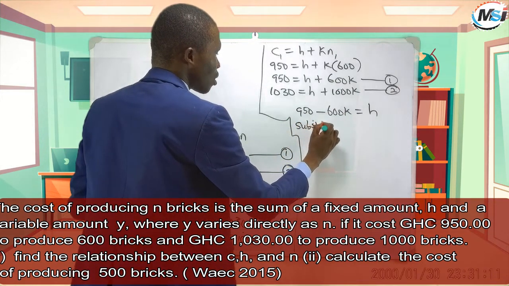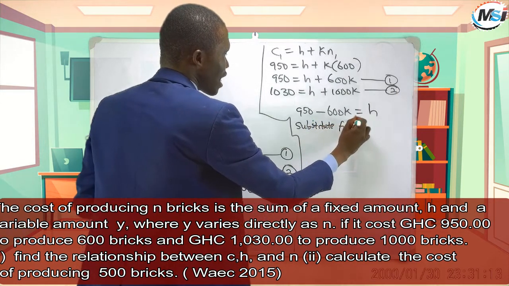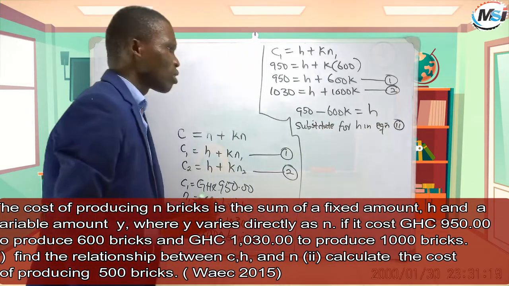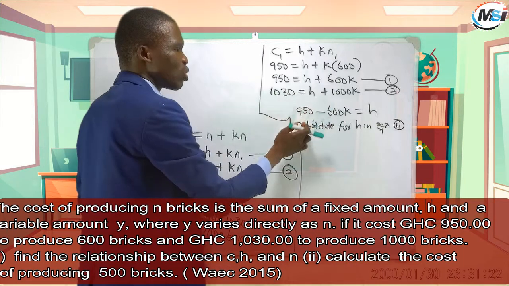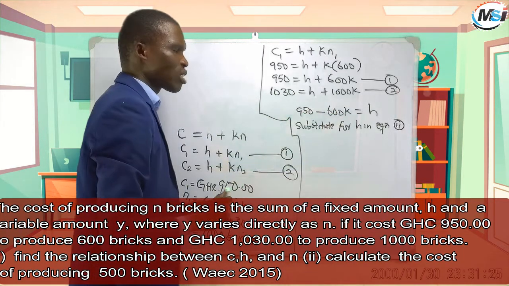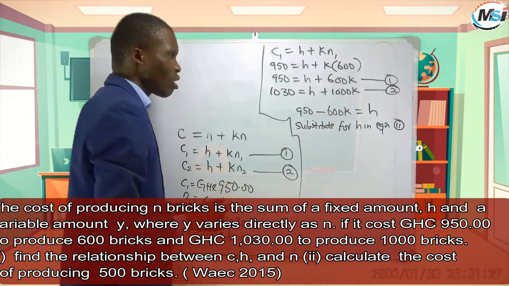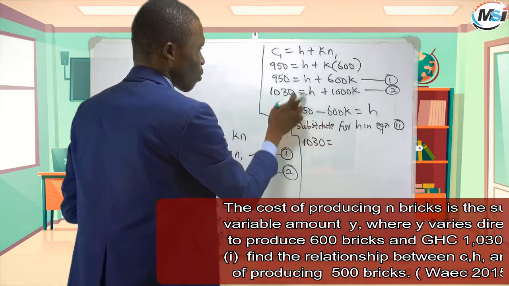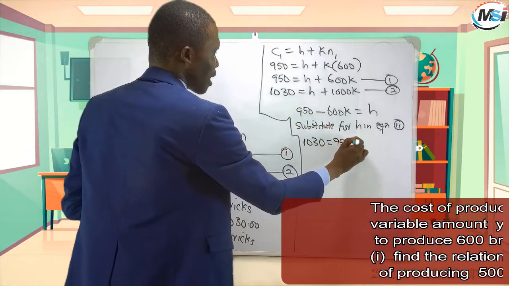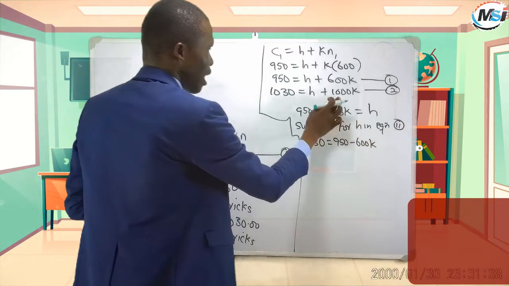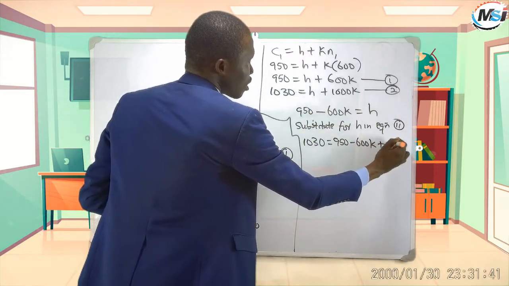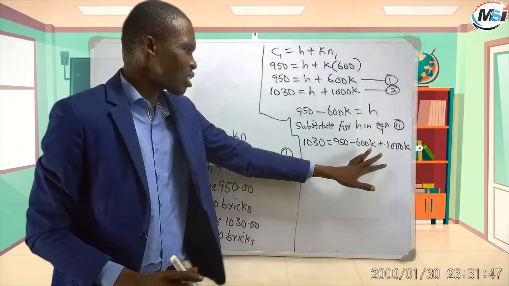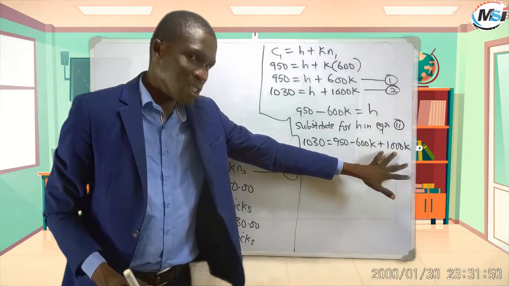Now I'll substitute for H in equation 2. So from equation 2, anywhere you see H, you replace it with 950 minus 600K. That is what substitution is all about. So let's substitute. We have 1030 equals, what is H? 950 minus 600K, then plus 1000K.